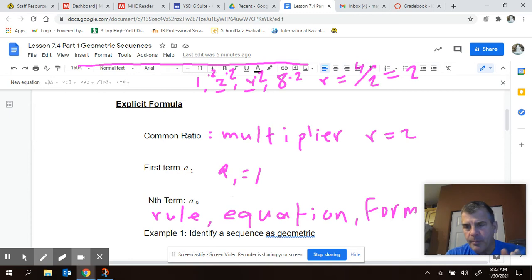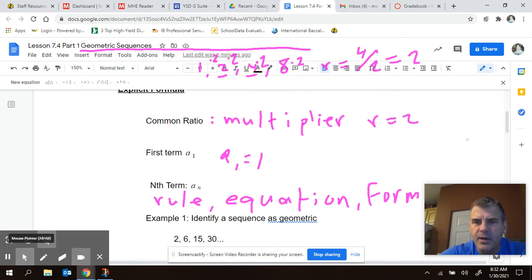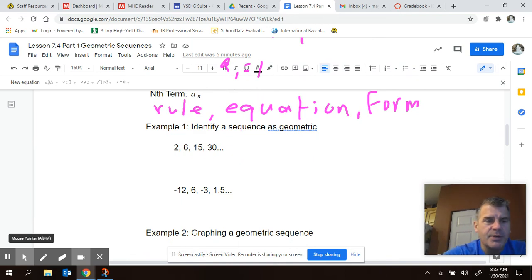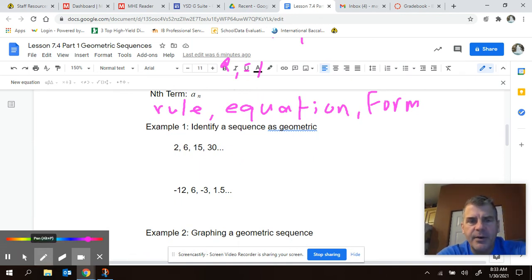One of our most important parts to all of this is also being able to identify whether a sequence is geometric. That goes back up to the initial example I gave you, like 1, 2, 4, 8. We know that one is a geometric sequence because there is that common multiplier. So when they're asking us, is any given sequence geometric? That's the first thing we need to determine.